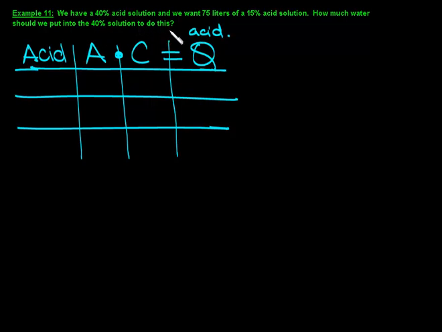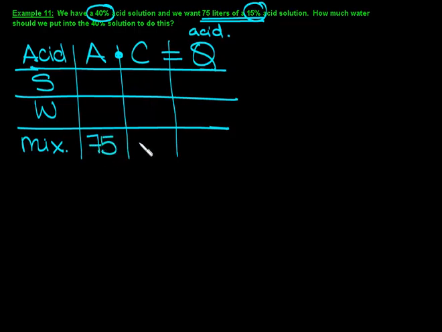So this is what we have. We have a solution, and then to that solution we're going to add water to create a mixture. Now we already have a 40% solution and we're going to end up with 75 liters of 15% solution. That's what we want to end up with. So we start with 40% and end up with 15%. We're going to add water to dilute it, so it's not so concentrated. The total mixture is going to be 75 liters at 15%, so it's going to be 0.15. I hope you realize that. That's what we want to create.